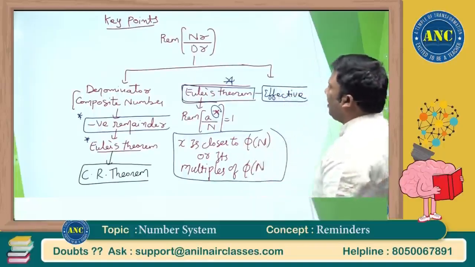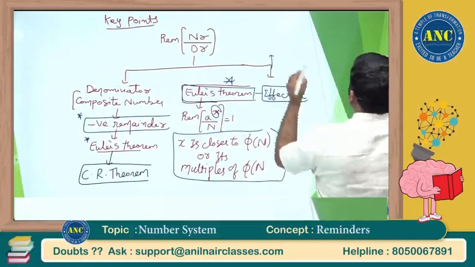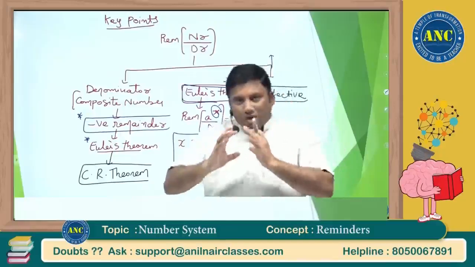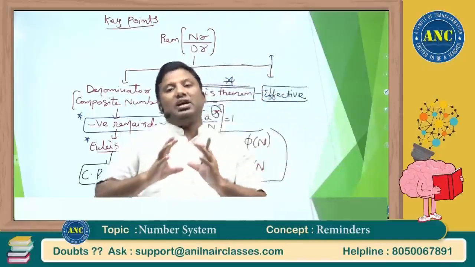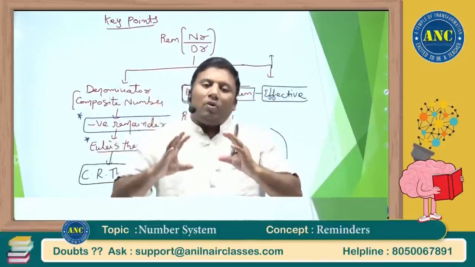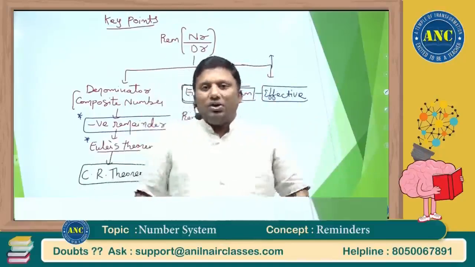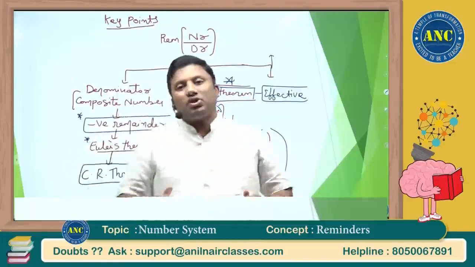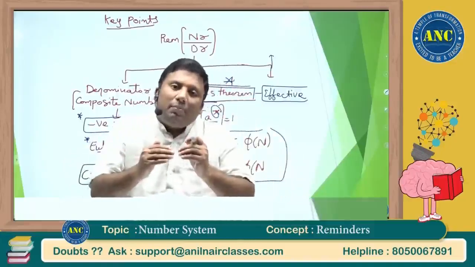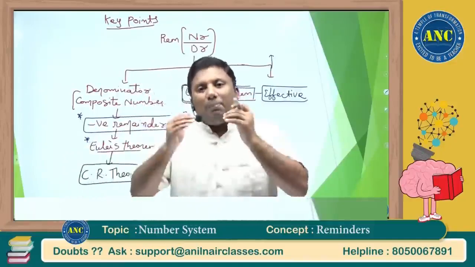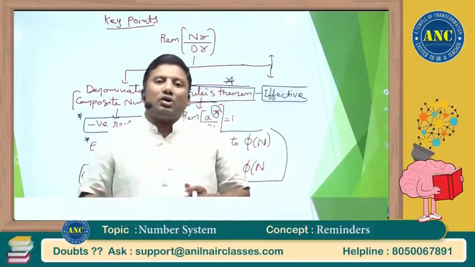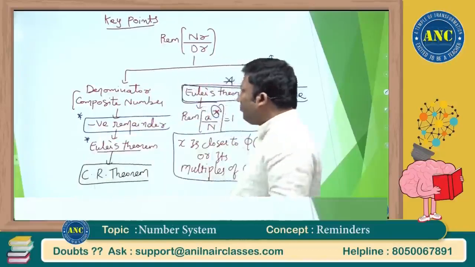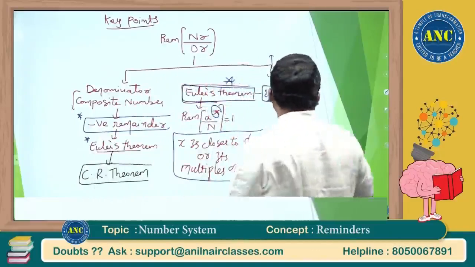Please make a note, sir. Please make a note. I am doing the arrow above. If the denominator is a composite number, just look at the question. Step number 1, apply negative remainder. Step number 2, if negative remainder is not helping me to solve fast, then use Euler's theorem. If the power of numerator is not nearer to the totient function of denominator or its multiples, then use Chinese remainder theorem.